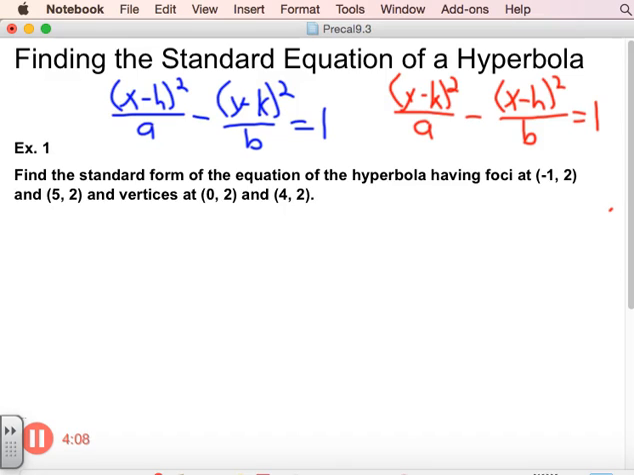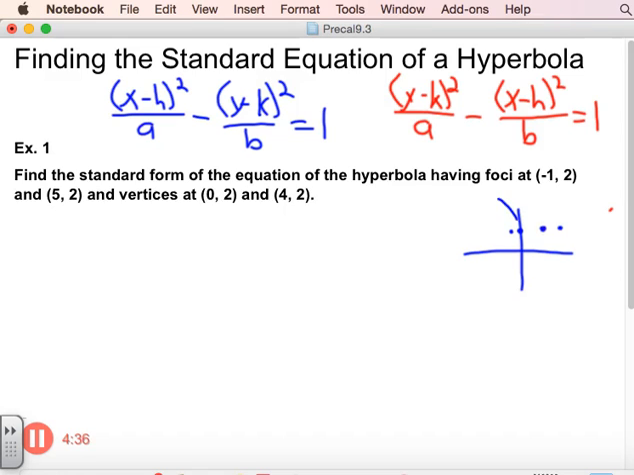So it says find the standard form of the equation of the hyperbola having foci at (-1, 2) and at (5, 2), and vertices at (0, 2) and at (4, 2). So let's just draw a little sketch real quick. We've got foci at (-1, 2), so somewhere right in here. We've got another foci at (5, 2), so somewhere over here. And then we've got vertices at (0, 2) and at (4, 2).